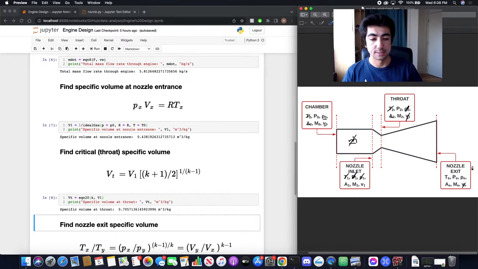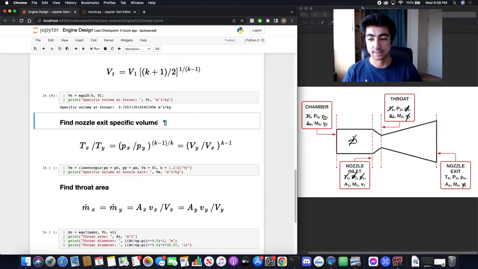The last thing we need is the exit density, the density of the gases at the exit. And so that's the next step. To do this, we can use our isentropic relations. Remember, isentropic relations relate properties at two different points. So if you know the temperature at two different points and you know the pressure or the density at one of those points, you can find the pressure and density at that other point using these relations.